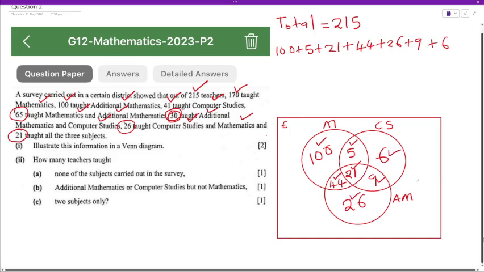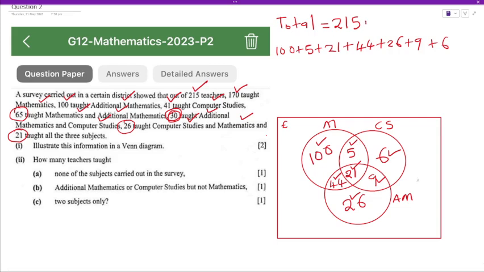We have captured everything. Let us add and see what we get. So I'm going to say 100 plus 5 plus 21 plus 44 plus 26 plus 9 plus 6. That gives me 211. Okay, we are not yet at 215. What does that tell you? The remaining guys go outside the sets. So 215 minus 211 gives us a 4. So we have another 4 outside here.